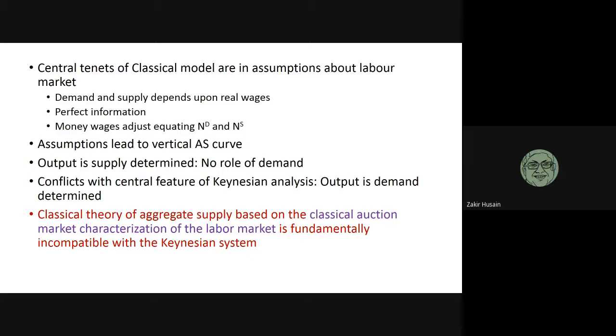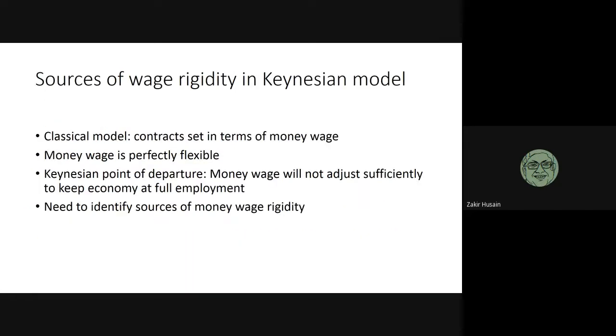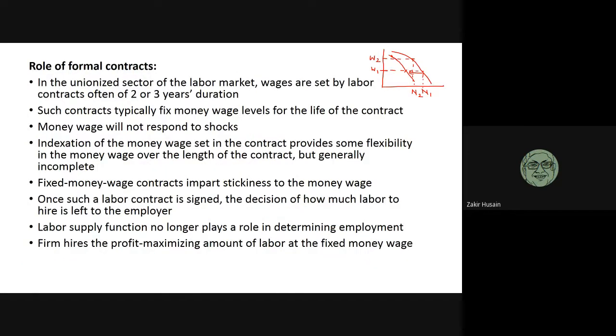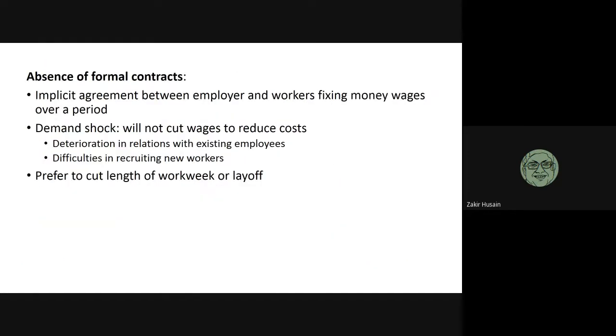They also know the wages in different sectors, who is paying what wage, and so on. Now, in the Keynesian case, we said that we had wage rigidity, or more specifically, downward rigidity of money wage because of three reasons. The focus was on wage differentials, you had formal contracts, and even in the informal sector, when you did not have formal contracts, employers tried to keep to the bargain.